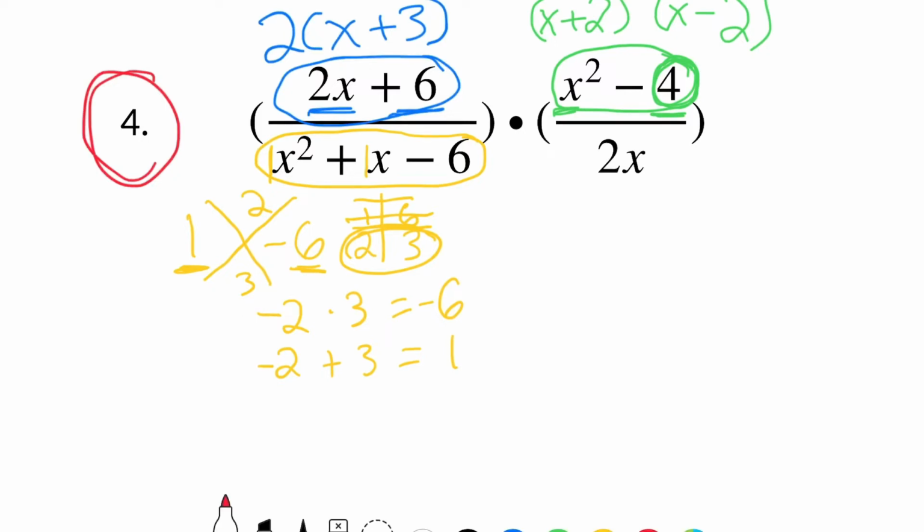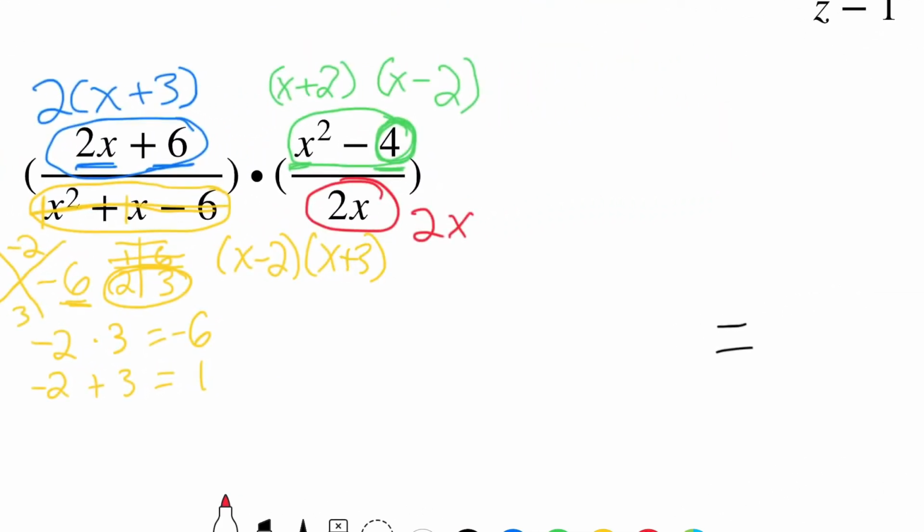So this third part becomes x minus 2 times x plus 3. So it's no longer x squared plus x minus 6. And then lastly, our 2x cannot factor out anymore, so it stays 2x.